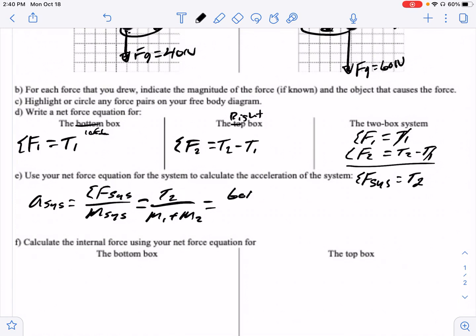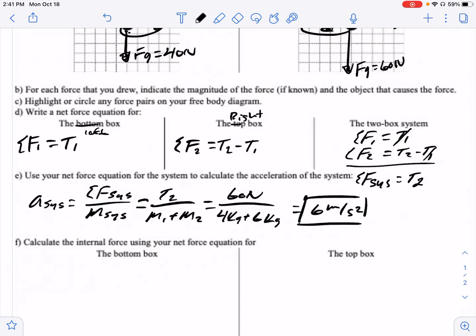Now we can plug in our numbers here. T2 is equal to 60 newtons. The mass of box 1 and box 2, we have 4 kilograms plus 6 kilograms. So we're going to be left with 60 newtons divided by 10 kilograms. So our acceleration here is just going to be 6 meters per second squared. And that's going to be the acceleration of both of these objects here.